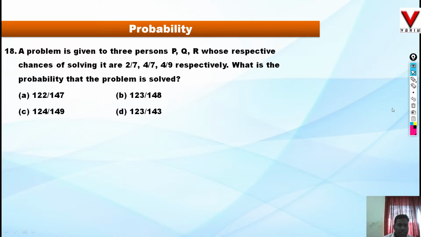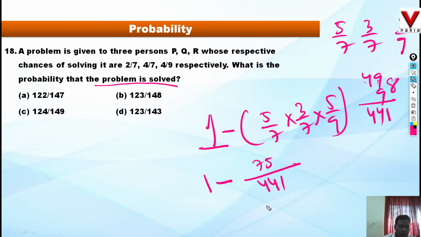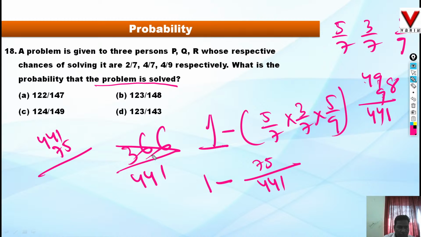1 minus 5 by 7 into 3 by 7 into 5 by 9. 1 minus, 5 3s are 15, 15 5s are 75. Divided by 7 7s are 49 into 9. 9 9s are 81, 9 4s are 36, 441. 441 minus 75. 11 minus 5 is 6, 13 minus 7 is 6. 366 divided by 441. 3 it is 122, then 3 is 147. 122 by 147. Option A is our answer.